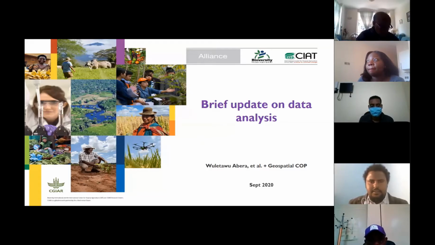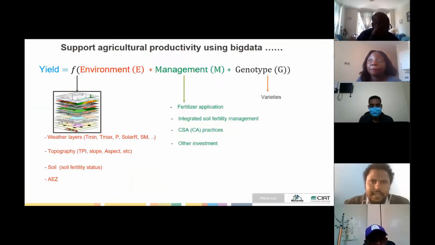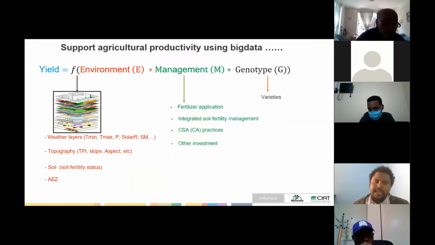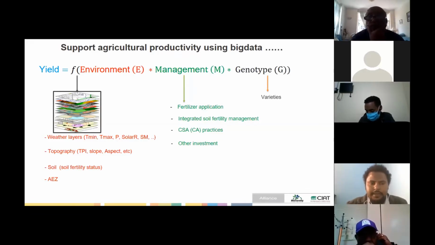So to support agricultural productivity using big data, it means increasing yield productivity. As you know, yield is a function of environment, management and genotype. When we say environment, it's about the climate, the weather elements like temperature, rainfall, soil addition, soil moisture, and also it's about topography.